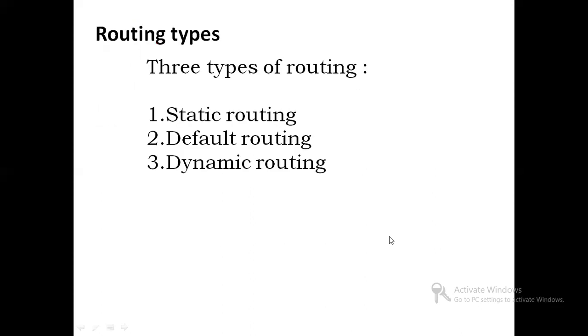So there are three types of routing. The first one is called static routing. The second one is default routing. The third one is dynamic routing. Static routing and default routing are used in some cases, but in most cases where we are communicating with internet service providers, we will use dynamic routing.